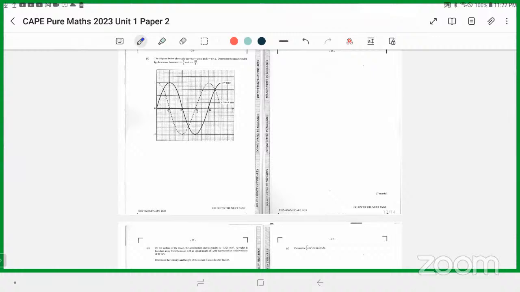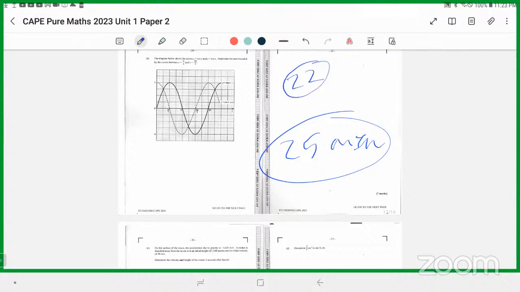But anyway, the point is you have to limit your time on each question. Do not spend more than 25 minutes on a question. See there? If you can get each question done in about 22 minutes, right? You work with 22 minutes.